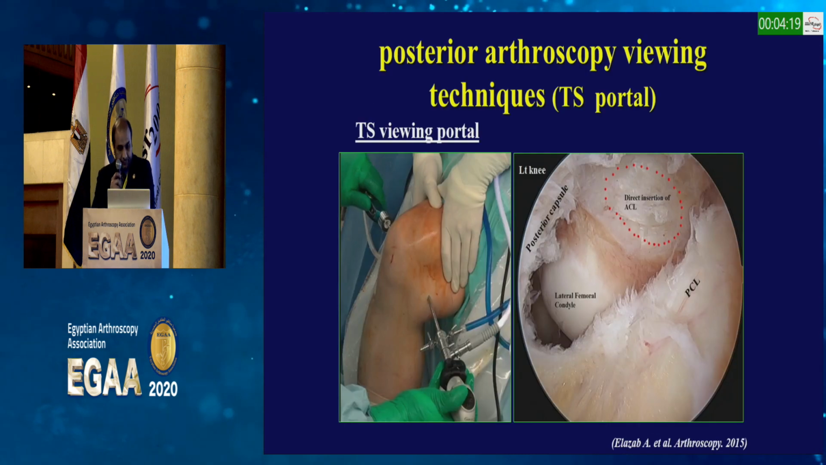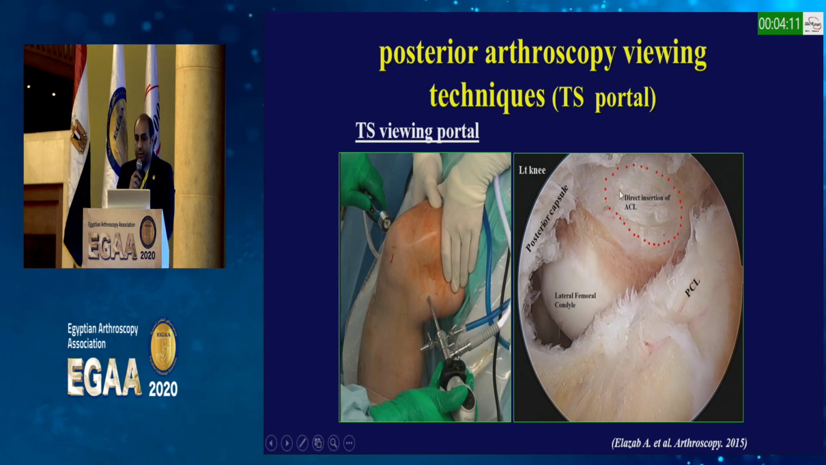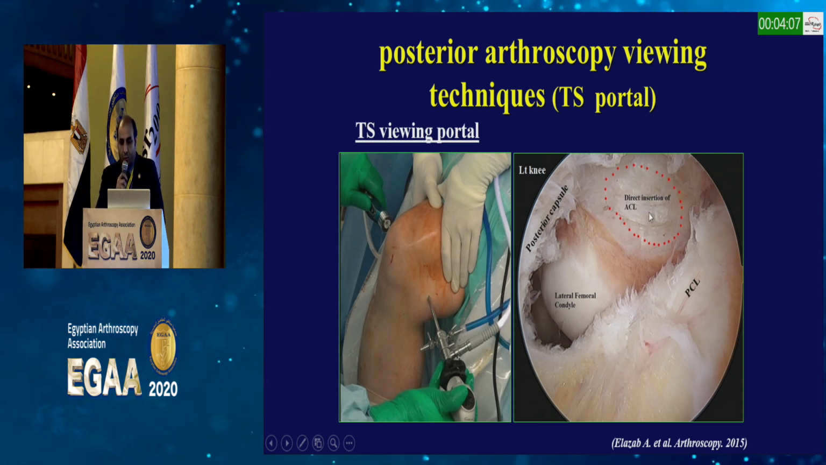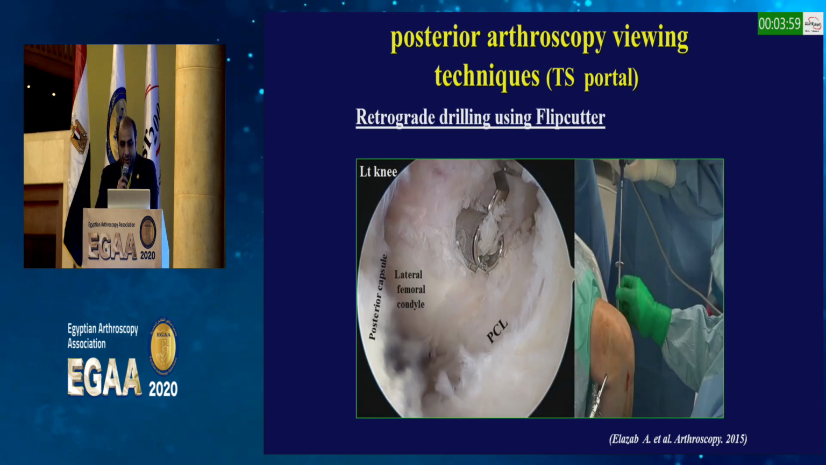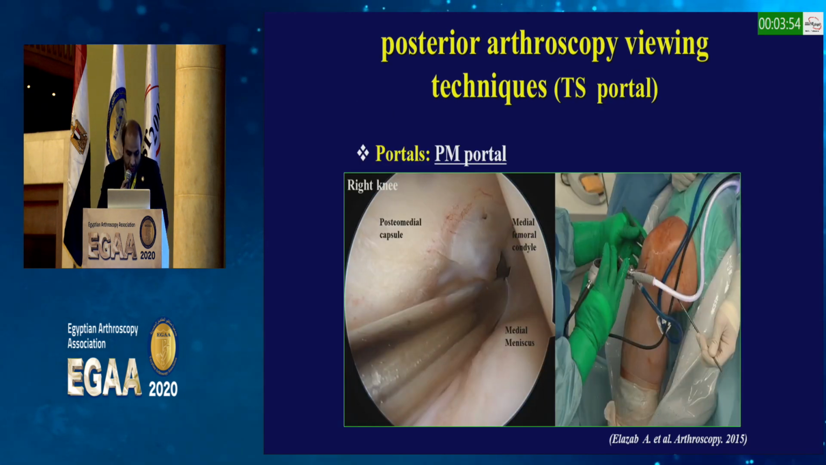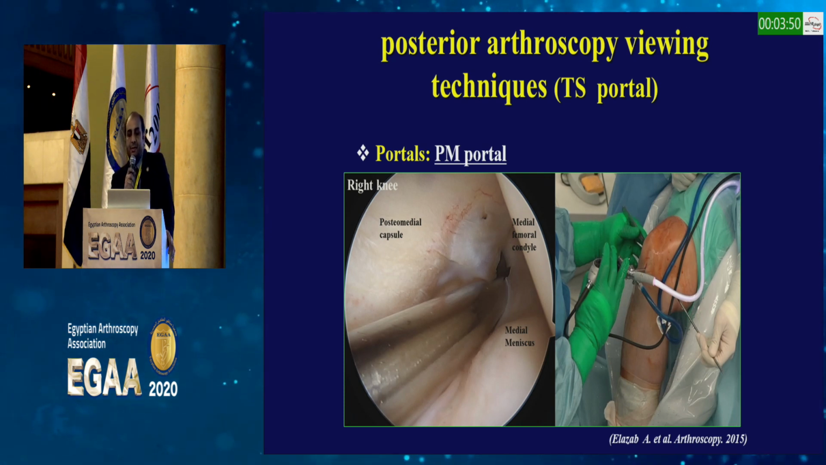The other technique is using the transseptal viewing portal. This technique has the advantage of direct viewing of the direct insertion of the ACL. Also, it has the advantage of accuracy and reproducibility. This uses an outside-in drilling guide and drilling using a flip cutter. In order to make this technique, we have to use 3 portals.